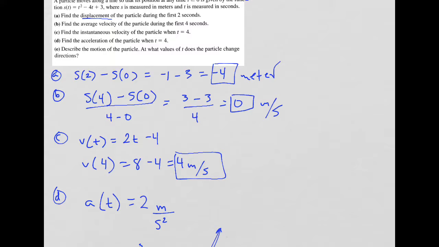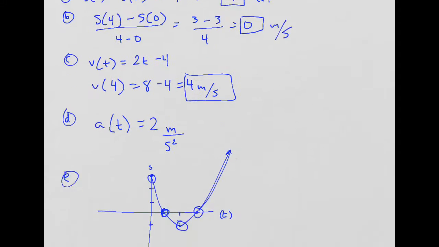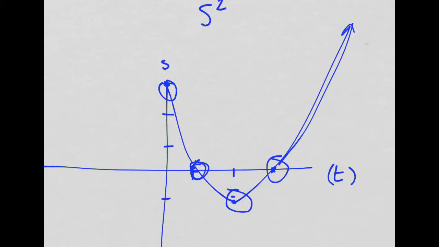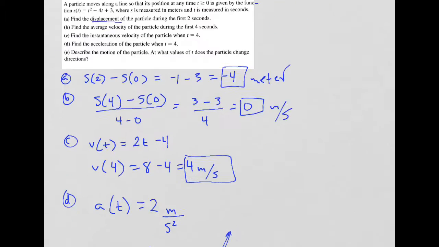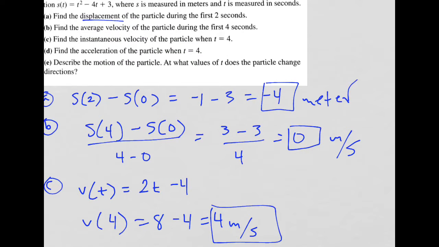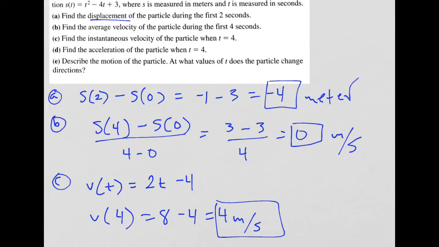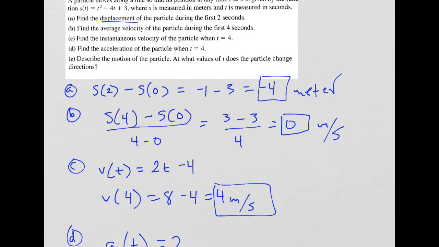At what t values does the particle change direction? Well, it's going from 3 to 0 to -1, so it's going in one direction. So that means at t equals 2, it changes around and goes from negative, and it starts to increase. So that would be at 2. Right? At what values of t does a particle change directions? That's only at t equals 2.